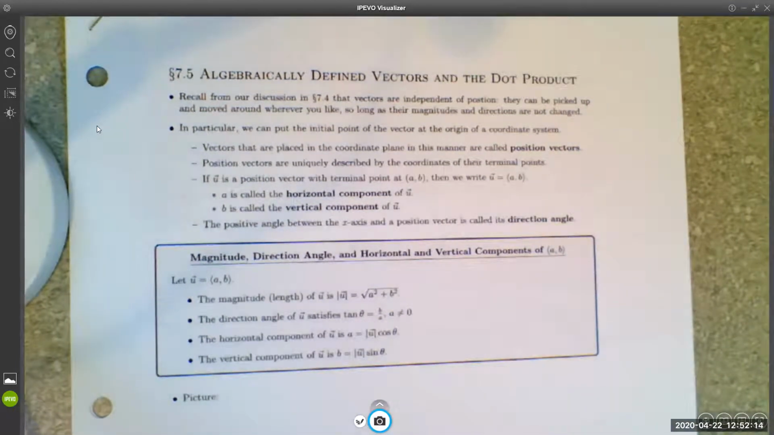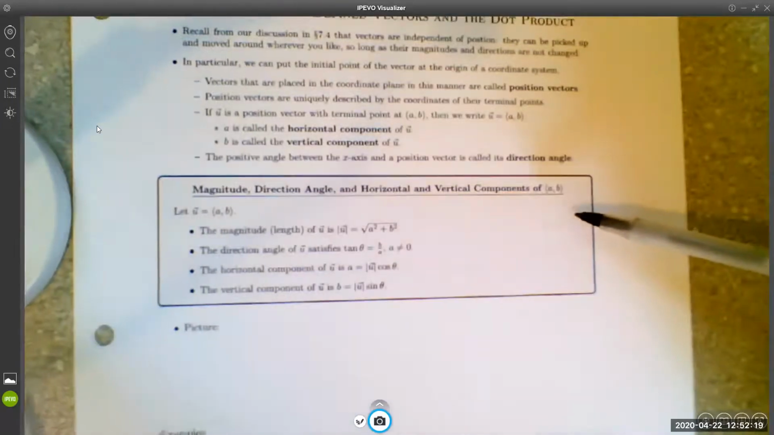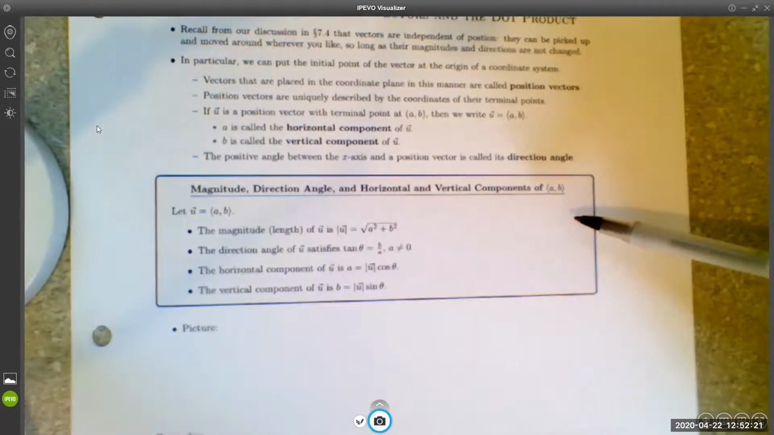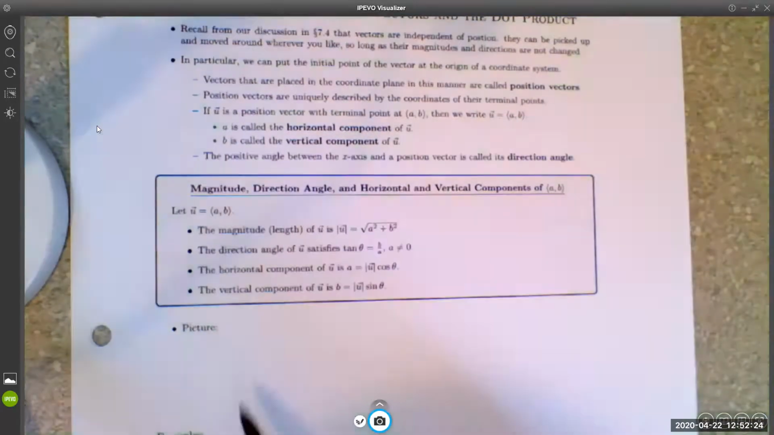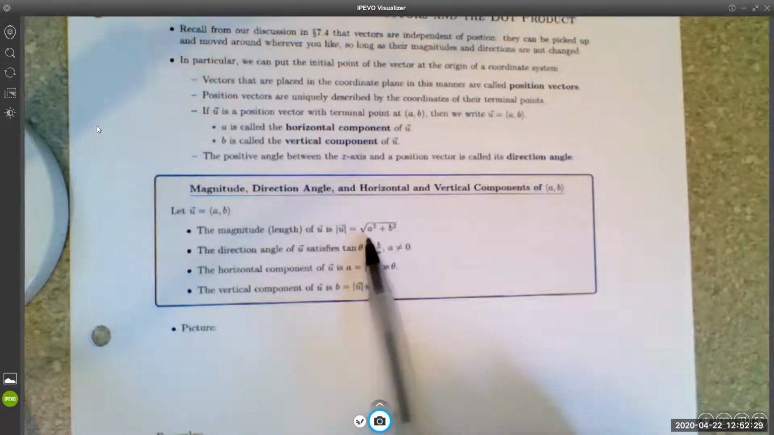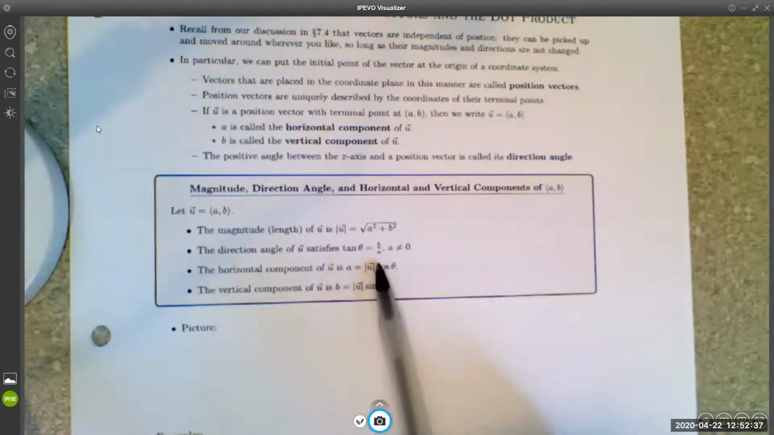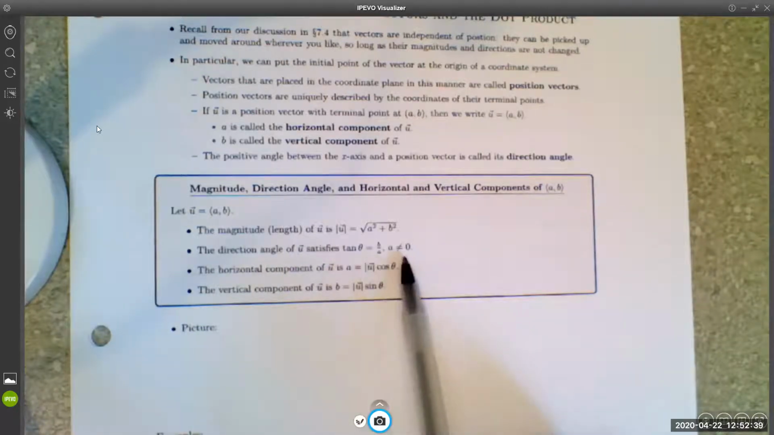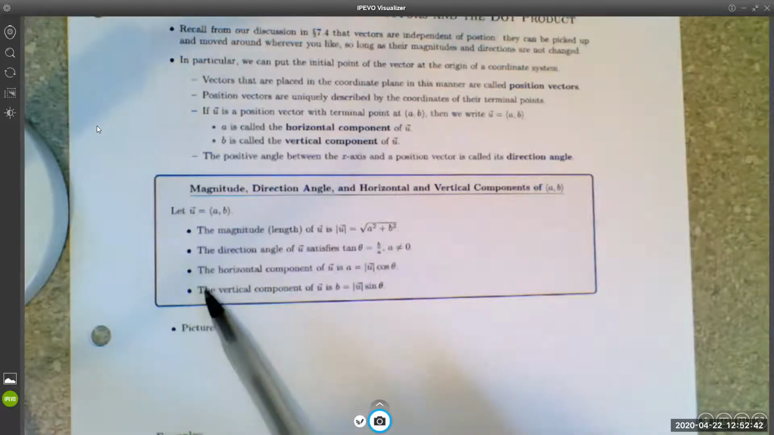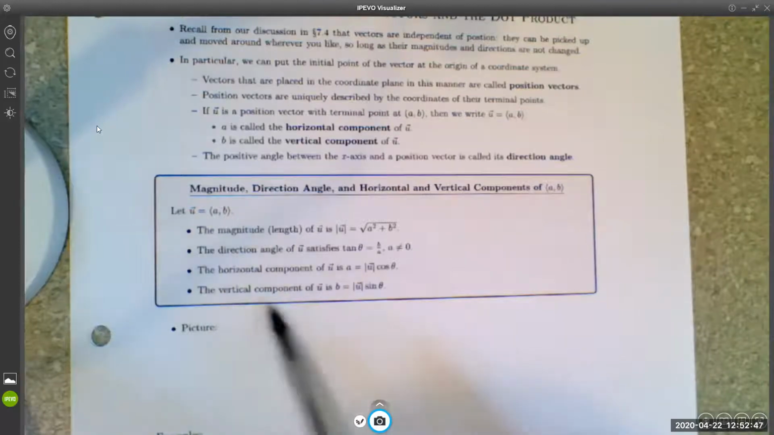With those definitions in mind, here's how we can think about magnitude, direction angle, horizontal and vertical components, and so forth. The magnitude of vector u, where u is ⟨a, b⟩, is the square root of a squared plus b squared. The direction angle satisfies tangent theta equals b over a. Of course, a can't be 0 in that case. The horizontal component is magnitude of u times cosine theta. The vertical component is magnitude of u times sine theta.